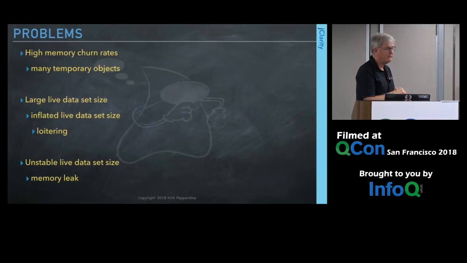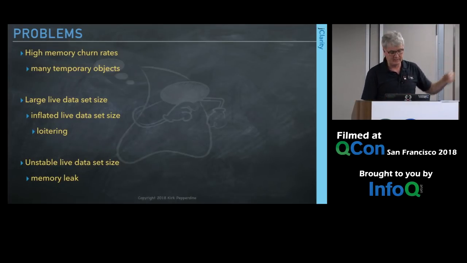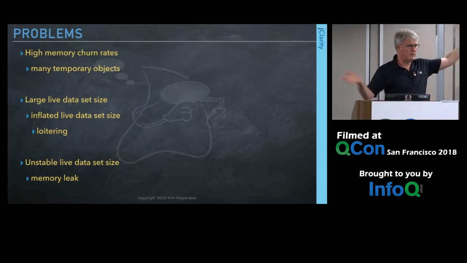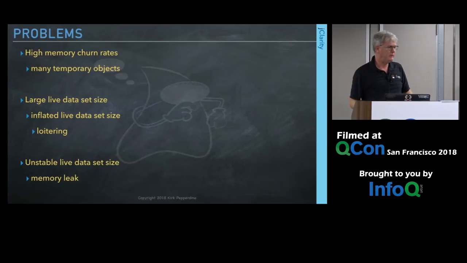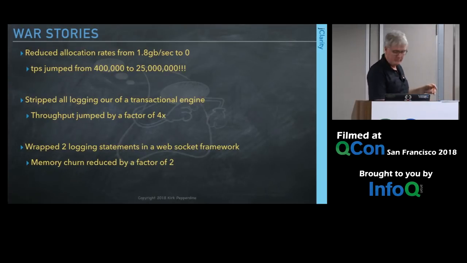So really the question is, what are the problems that these things cause and what can we do about it? We have high memory churn rates. We have many temporary objects. We could have large live data sets. That's going to cause a whole other set of problems because you have inflated live data set sizes. And this can be caused by what we call loitering. We just did this a couple of weeks ago. Somebody said, hey, we got this big problem with GC pauses. You look at it and go, yeah, we know how to reduce your GC pauses. First off, get rid of the memory leak.